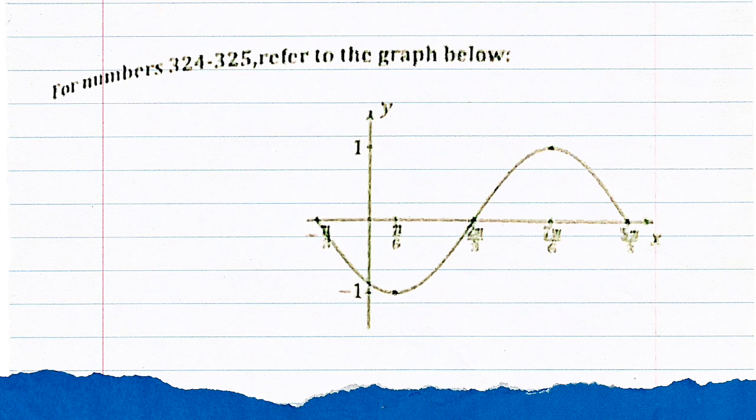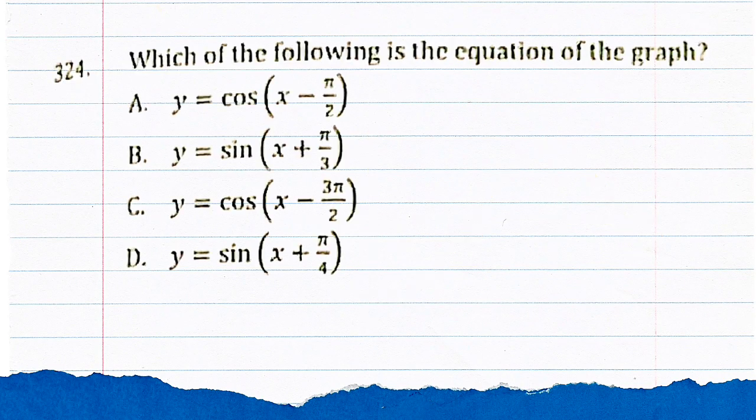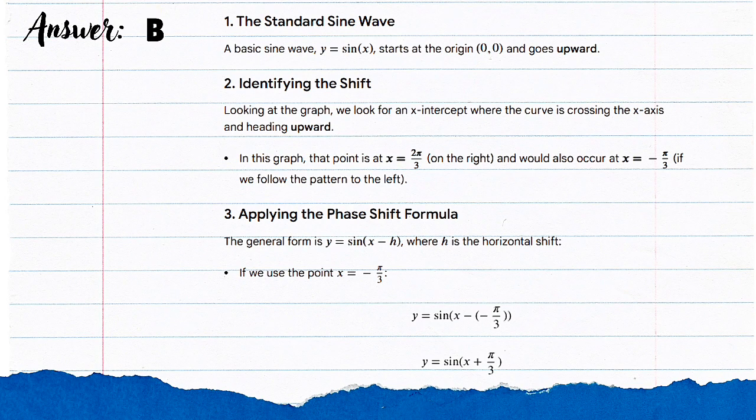For numbers 324 to 325, refer to the graph being shown below. For question 324, which of the following is the equation of the graph? And here are the choices. Letter A, y equals cosine times the quantity of x minus pi over 2. Letter B, y equals sine times the quantity of x plus pi over 3. Letter C, y equals cosine times the quantity of x minus 3 pi over 2. Letter D, y equals sine times the quantity of x plus pi over 4. And the answer is letter B.